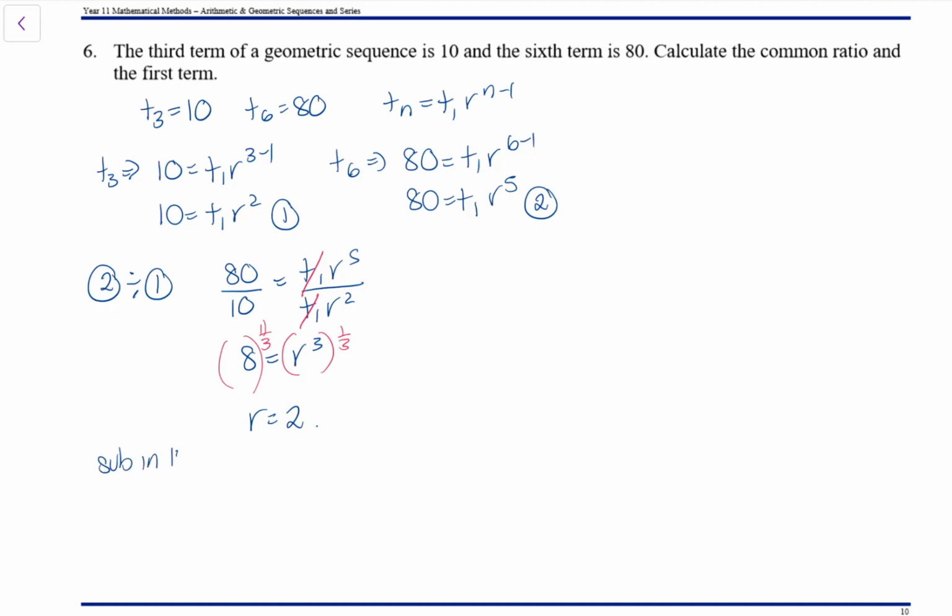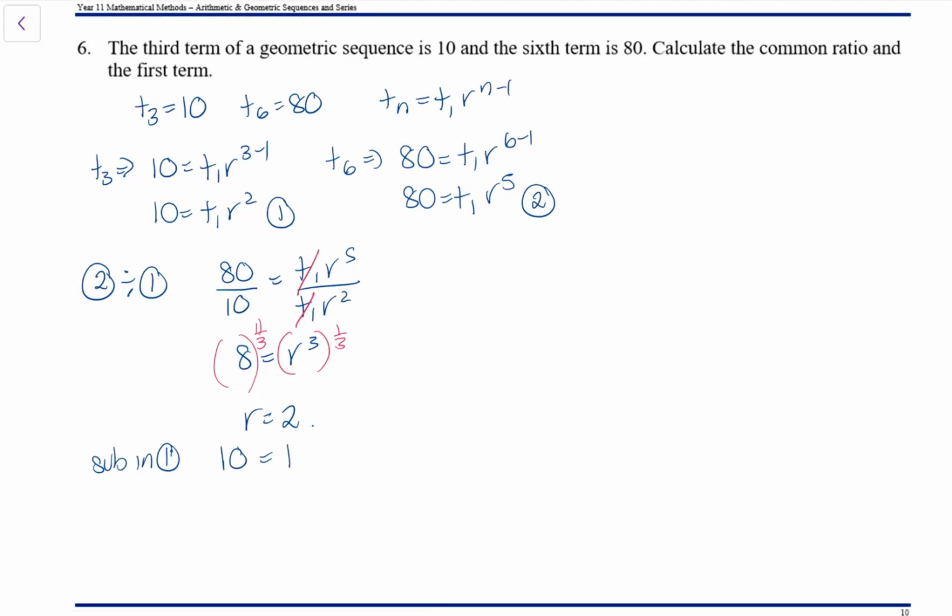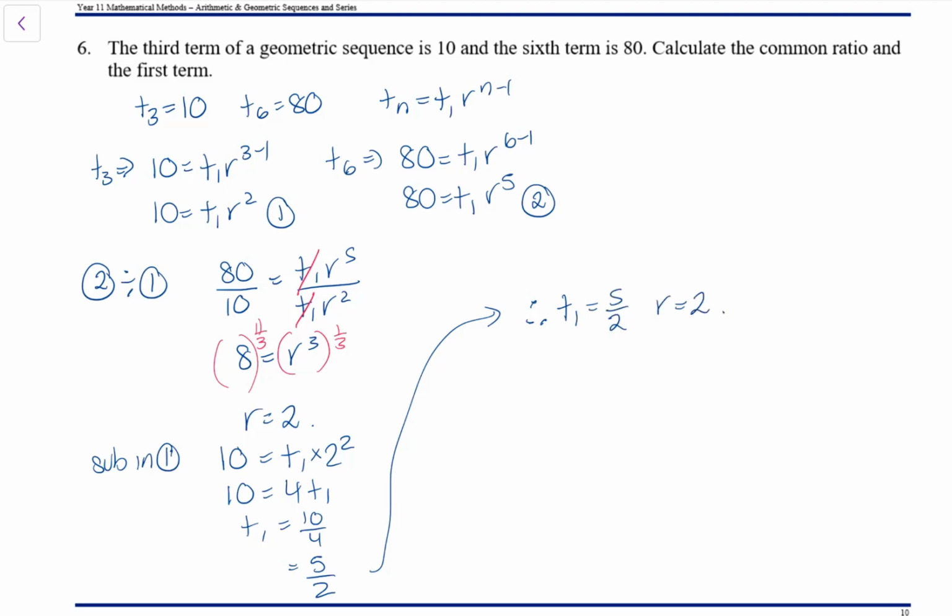Sub into equation 1, and I'm going to have 10 equals T1 times 2 squared. 10 equals 4T1, so T1 equals 10 over 4, which is 5 over 2. Come up here. Therefore, I have T1 equals 5 over 2, and I have my r equals 2. And I am done because that's all it's asked for.